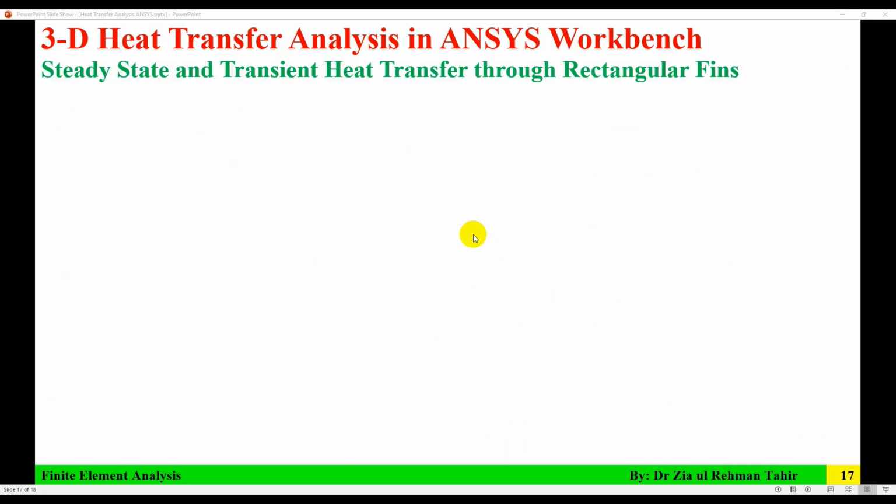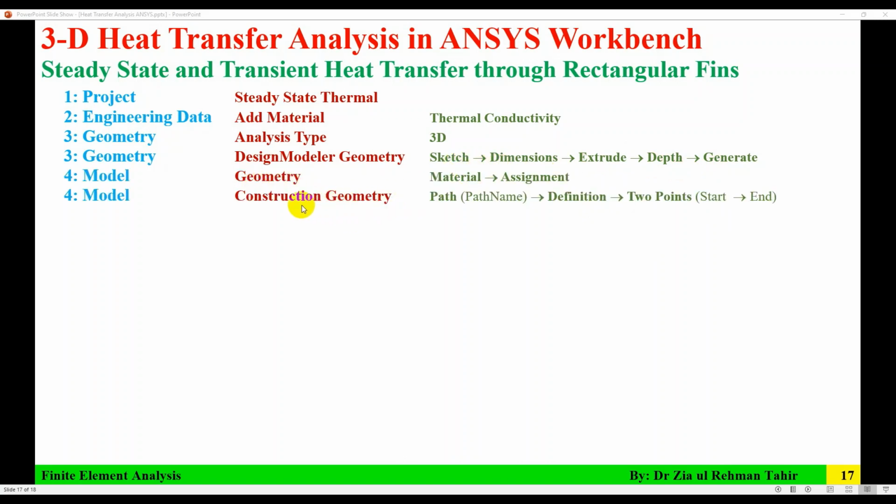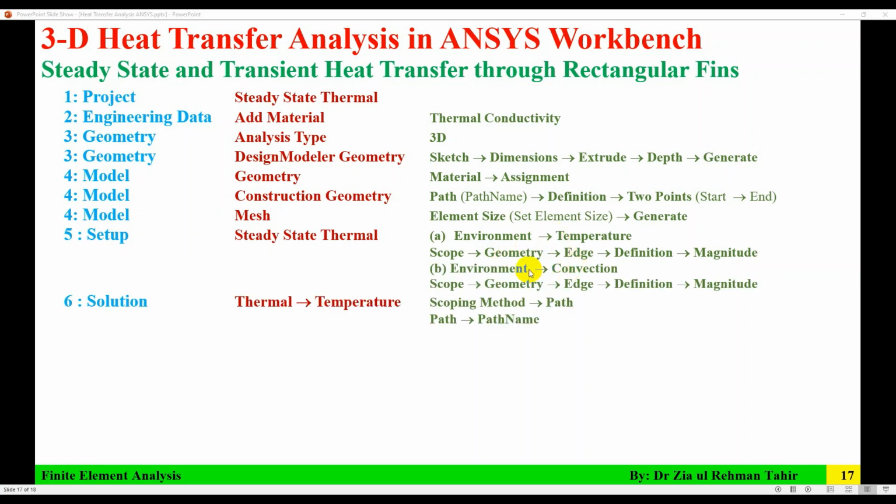So the steps to perform steady state analysis and transient heat transfer analysis are these. First I'll start a project with steady state thermal, adding material. Then it is a 3D analysis. So the geometry in the design modeler needs to be created. Then assigning material, constructing a geometry path along the height of the fin, then performing mesh, and then applying boundary conditions, that is a temperature on the base, and then convection on the rest of the surfaces.